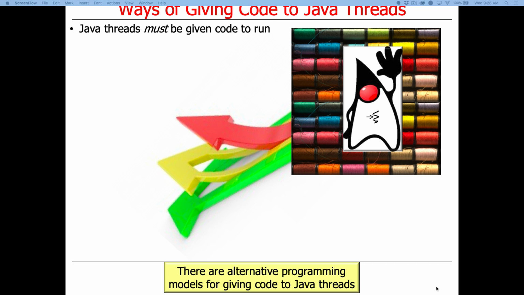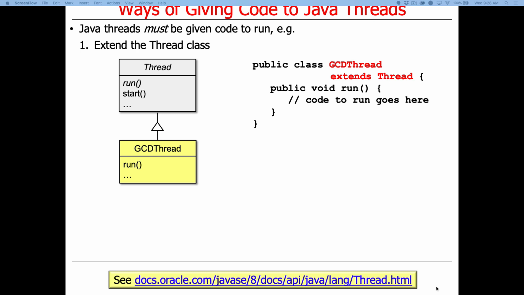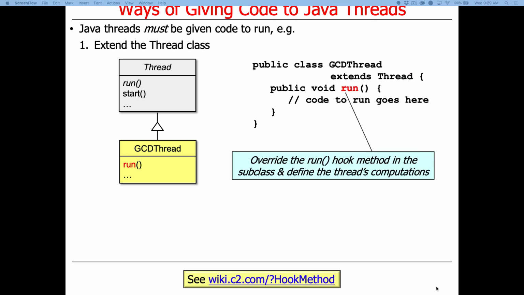There are several different ways to give a thread something to run. One way, which is the most obvious way of doing things, is to simply extend the thread class. I'm assuming that everybody here has worked with Java enough to know what that means. Extending the thread class means that you will make a new class like GCDThread that extends the existing Java class library Thread class. That's what it looks like. That's just inheritance in Java. If anybody is massively surprised by that, you may be in the wrong class, because I'm taking for granted that you know how to do that.